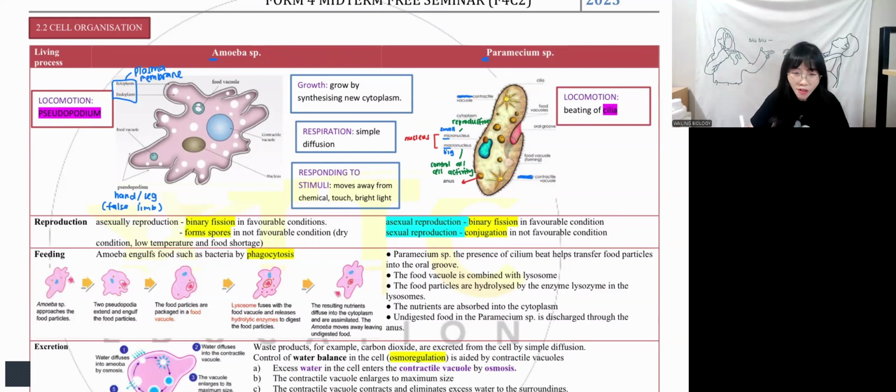And if it's not favorable conditions, they will form spores, like a mushroom. This is called formation of spore. How do we define not favorable? When they are dry, when it is hot, when there is no food and no gases, it's called not favorable. So in favorable conditions, they will split. Not favorable, they will just form spores.